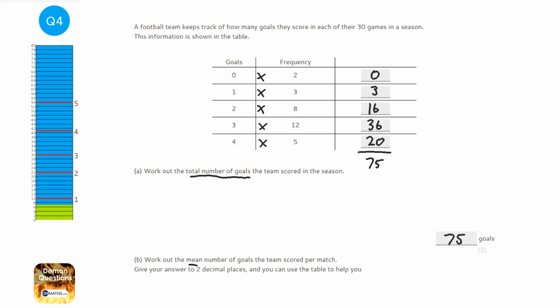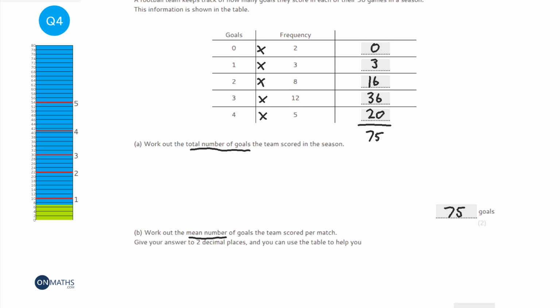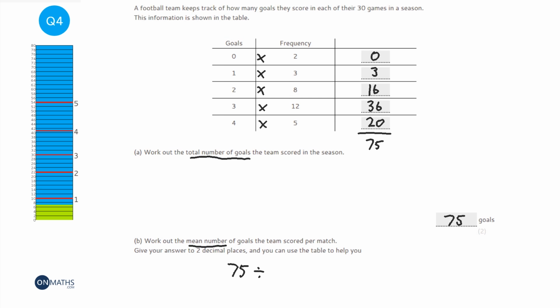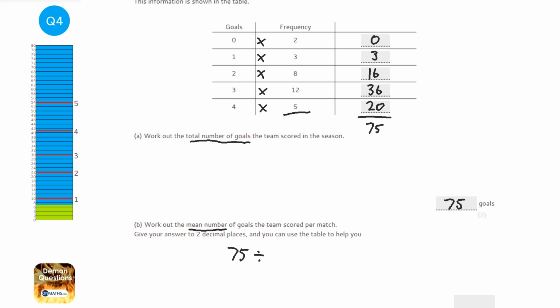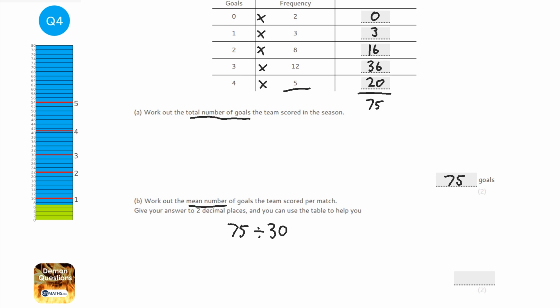Now the next question asks us for the mean number. Now the mean is all the numbers added up, which actually we've already done, 75, divided by the total amount of numbers. Now we could add up this column here, but actually it tells us in the question that there are 30 games, so I know they'll add up to 30. So we're doing 75 divided by 30, and it wants it to 2 decimal places, but actually this one will give me the answer of 2.5. So I could leave it as 2.50 if it needs it to 2 decimal places.